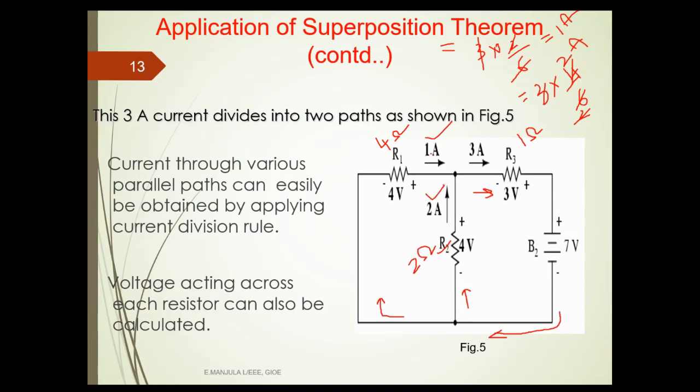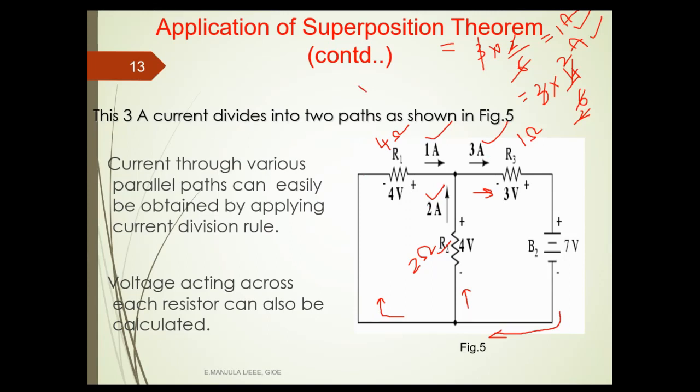Okay, both are tallied. So when we combine the R1 current and R2 current, both are tallying with the total current. Yes, so 2 plus 1 is 3 amps. Okay. Now we have to calculate what is the voltage drop across each resistance.